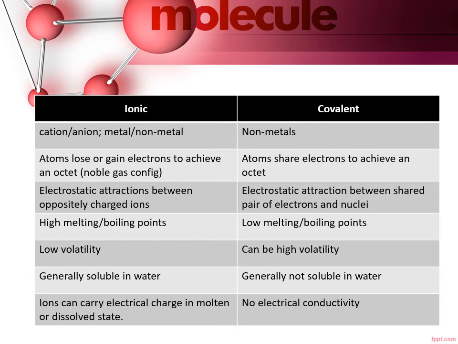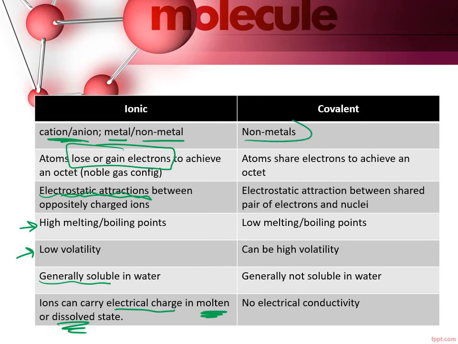All right, quick review, ionic versus covalent bonds. Ionic bonds form between oppositely charged ions, usually a metal and a nonmetal. We're going to transfer, lose or gain electrons. We still have an electrostatic attraction between those oppositely charged ions, the cations and the anions. Very high melting and boiling points, low volatility. Going to be soluble in water most of the time, and then they can carry an electric charge when they're melted or dissolved.